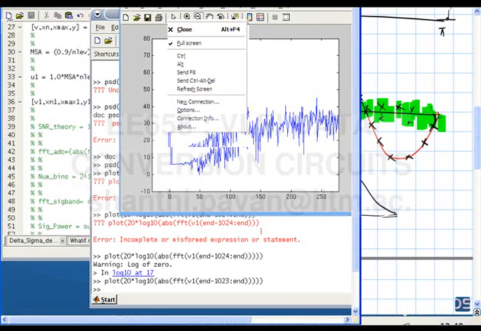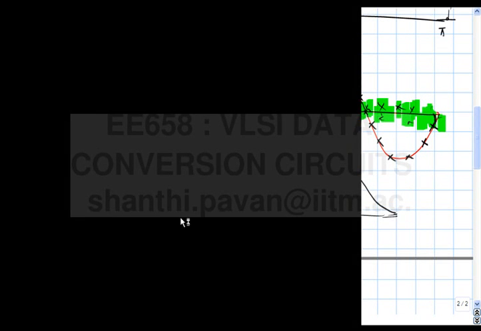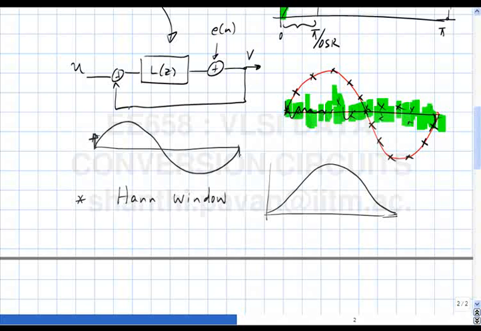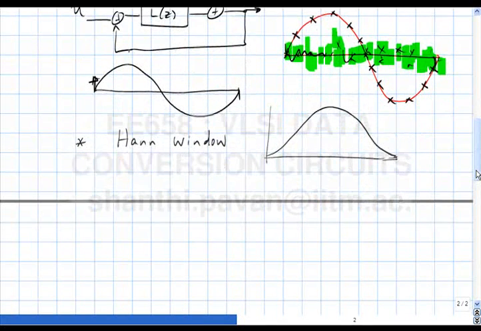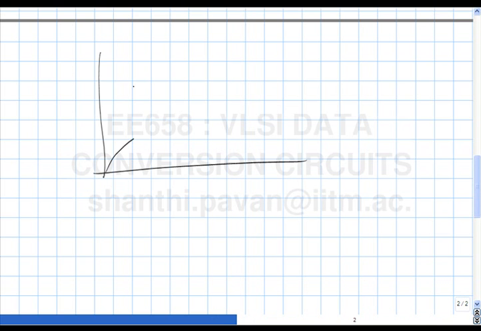The next thing that I want to cover is the following. Hann windowing is a very nice thing to do, especially in simulation. And the Hann window will result in a spectrum which generally will look like this, and this will be sitting over this shaped spectrum like this. And let us say this is pi by OSR.